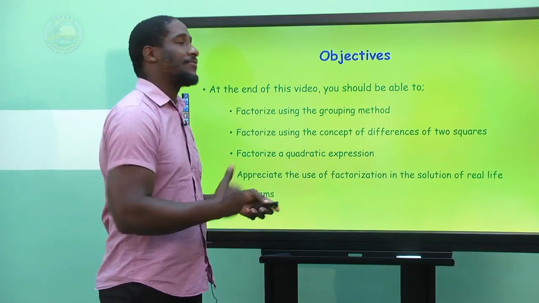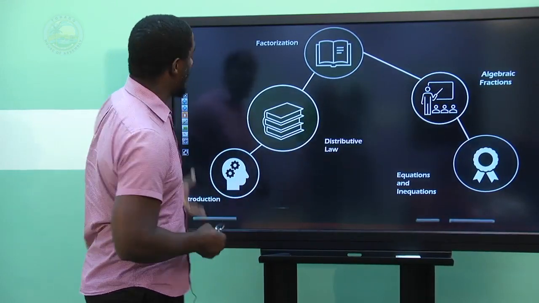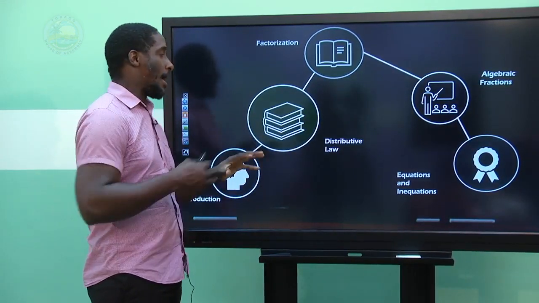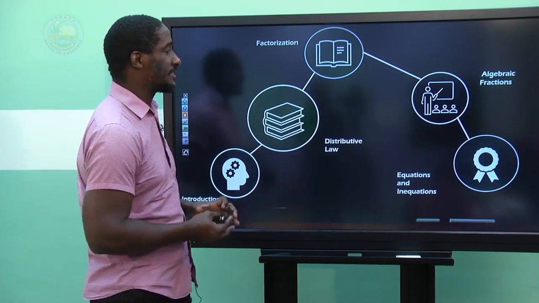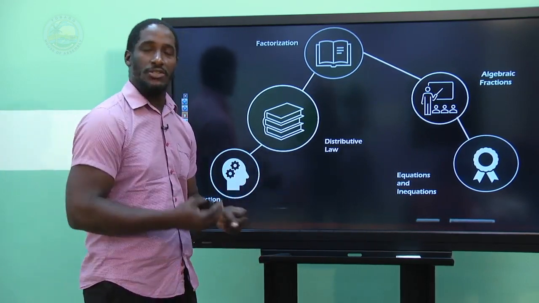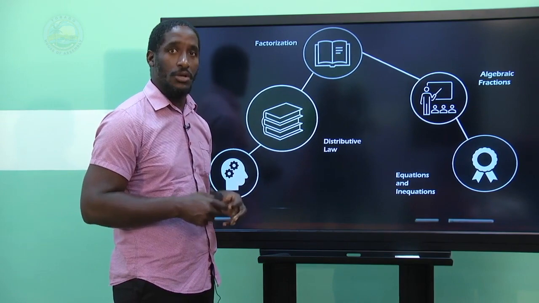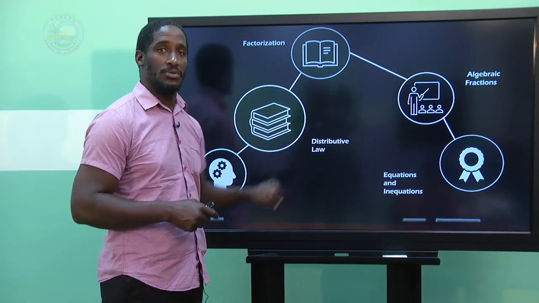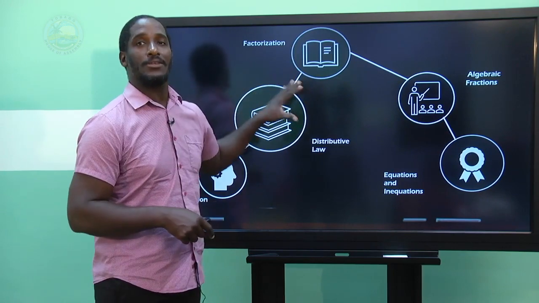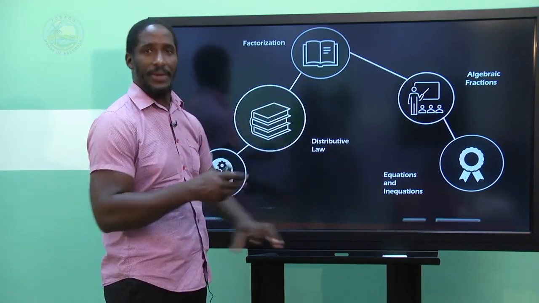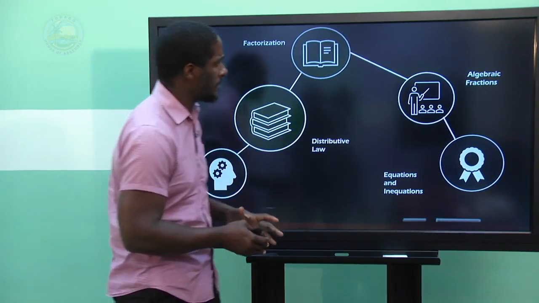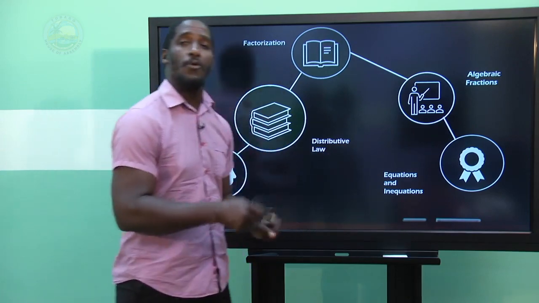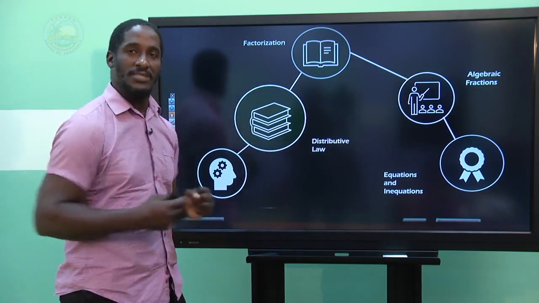Now, as we navigated algebra, we started off with an introduction where we looked at defining certain things and basic addition and subtraction, multiplication, division of algebraic terms and expressions, and then we went on to the distributive law. And now here we had factorization. We have two more topics to complete before we get to the end of our basic algebra exploration.